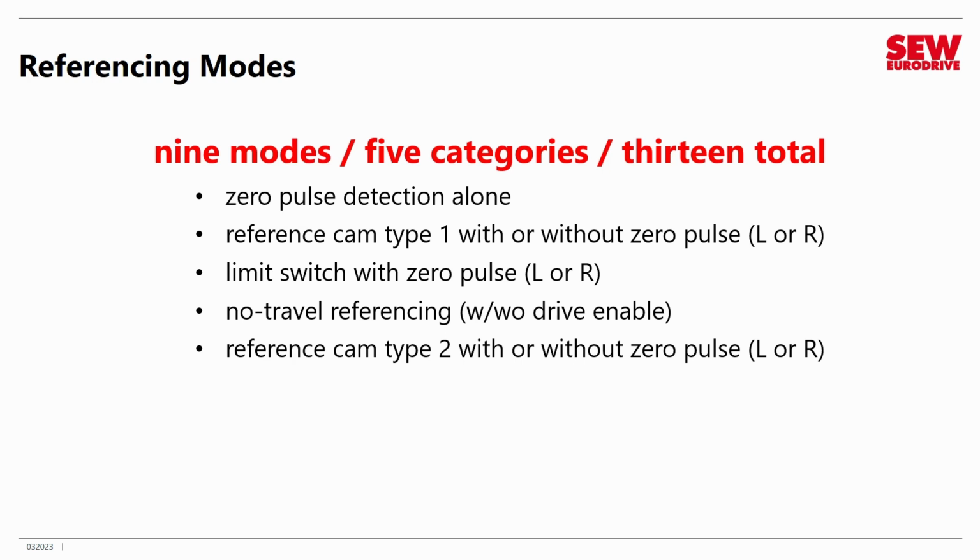And there's another reference cam version with or without zero pulse, either to the left or right. That means there's 4 there. If we add all these up, we get 13 total, but you can see there's really only 5 categories we have to actually understand. So we're going to go through the 5 categories.